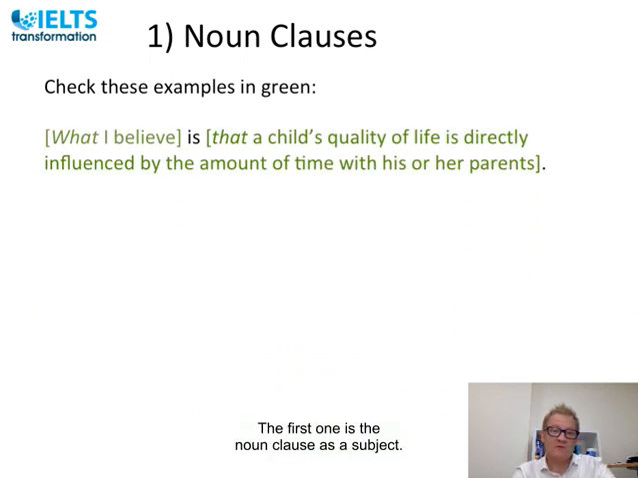The first one is the noun clause as a subject. So you can see in this sentence, is the verb, the finite verb. What I believe is the subject. What I believe is, and following is, we need a complement. So again, watch our other videos on types of verbs, and if the verb has an object or not, or if the verb is followed by a complement, which gives more information about the subject. So anyway, what I believe is that a child's quality of life is directly influenced by the amount of time with his or her parents.